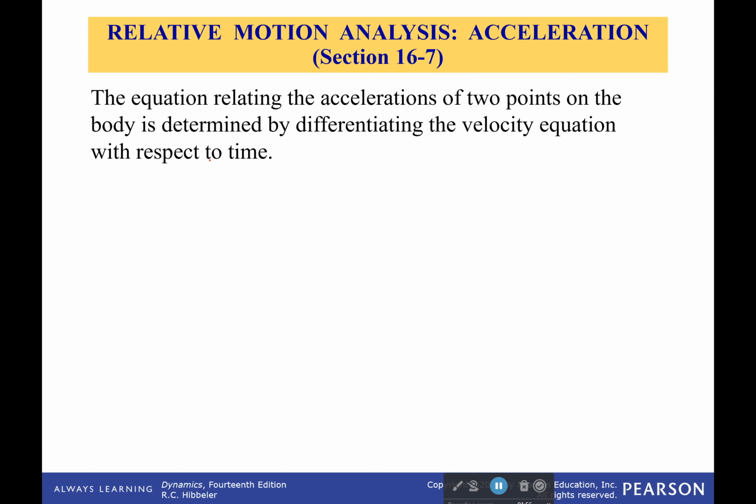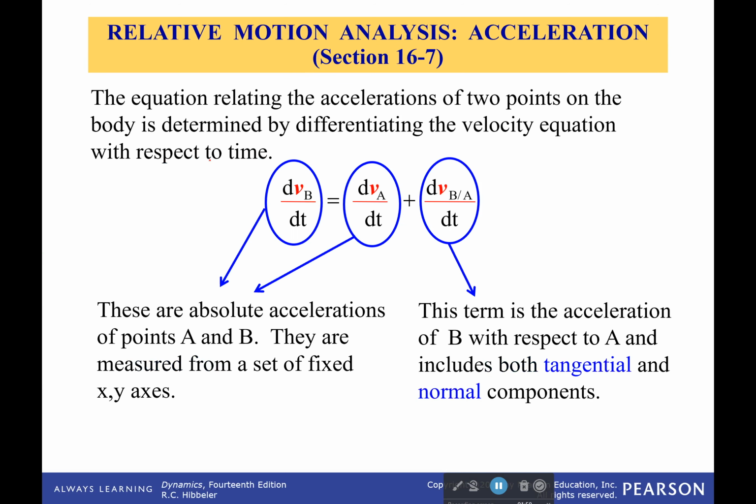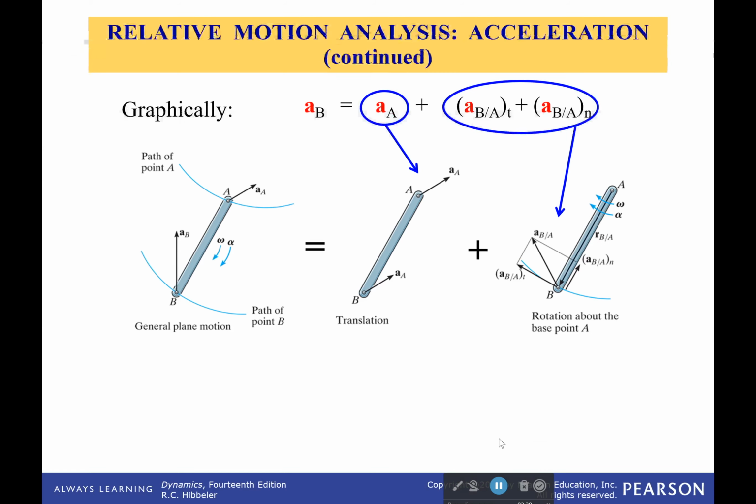So the equation relating the acceleration of 2 points on the body is determined by differentiating the velocity equation with respect to time. So this first one is pretty basic. We have our linear velocities. And so we're going to get the absolute accelerations as a point. That's just the translation. The second term, though, is what's based on the rotation. And since it's rotating around a curved axis, it's going to lead to a tangential and a normal component of the acceleration, which comes out to be this. Now, this first one, that's the translation. The second one, that's coming from rotation.